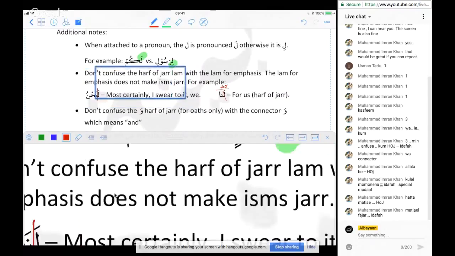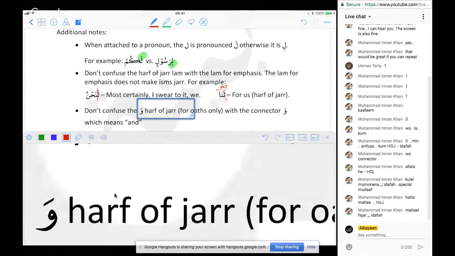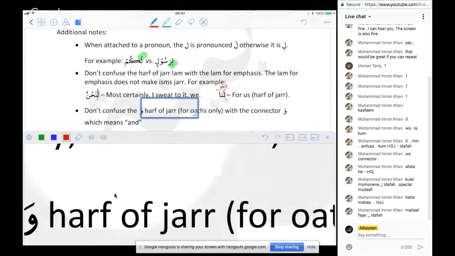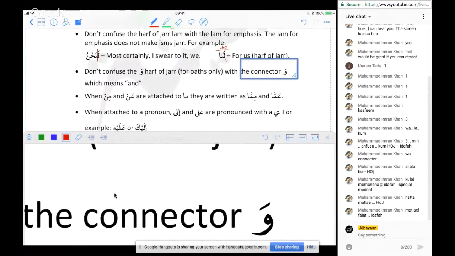Two types of waw, as you have seen already. There's a waw which is a harf of jar, that's for oath only. And there is a waw which is a connector, which means and. Don't confuse them. Look for the next word. If the next word is an ism and it is in jar, then the waw is a jar majroor waw. Otherwise, it's a connector waw. Okay, just keep that in mind. These are just pointers, just to make sure that you don't get confused.